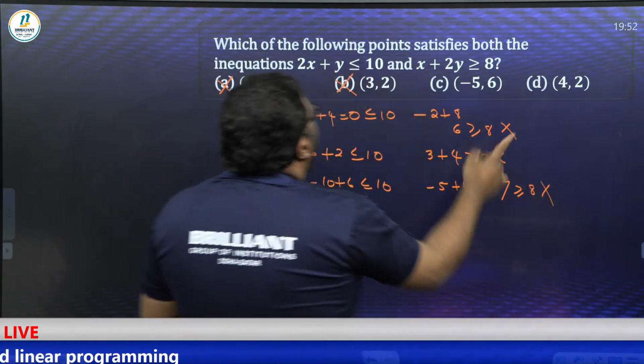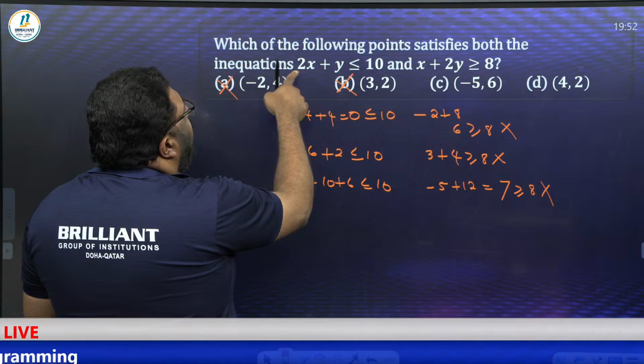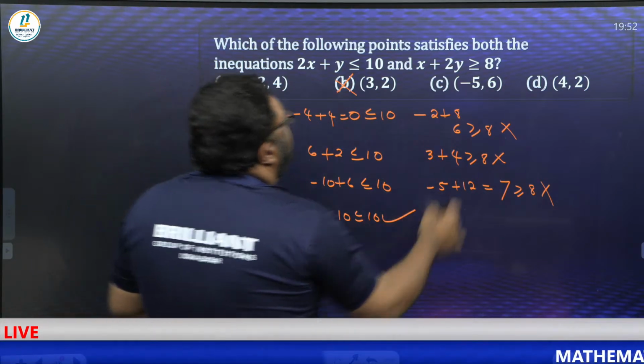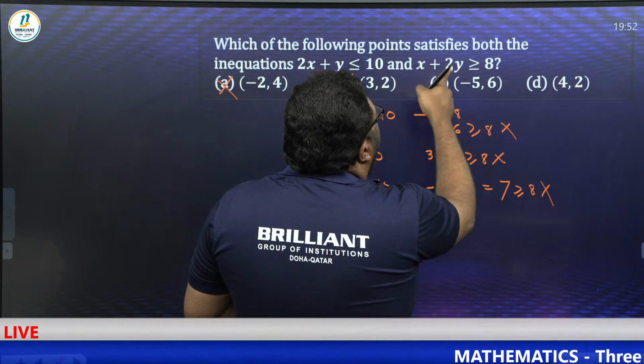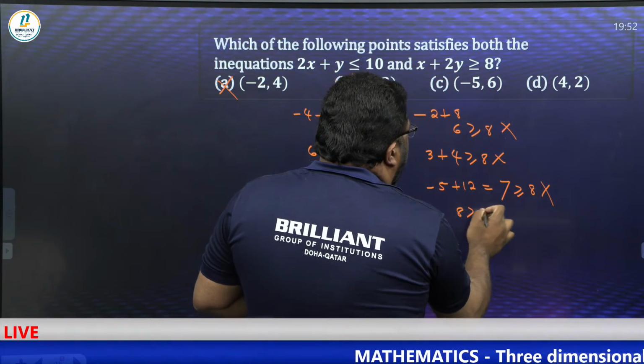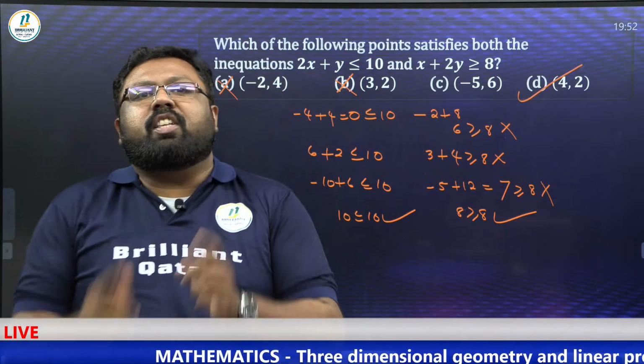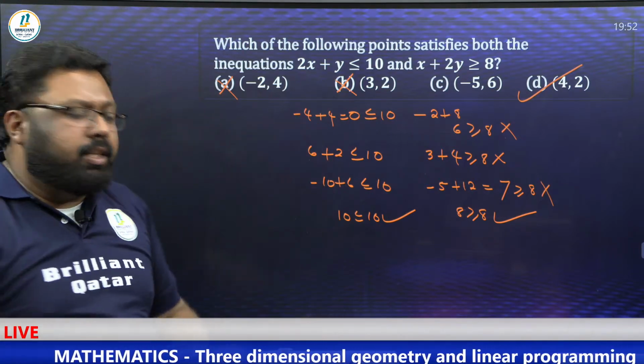Okay, wrong answer. 4, 2: this is going to be 8 plus 2, 10, less than or equal to 10, correct. Now this is 4 plus 4, 8, greater than or equal to 8, that is also correct. So option D, 4 comma 2, is the point which satisfies both the constraints.